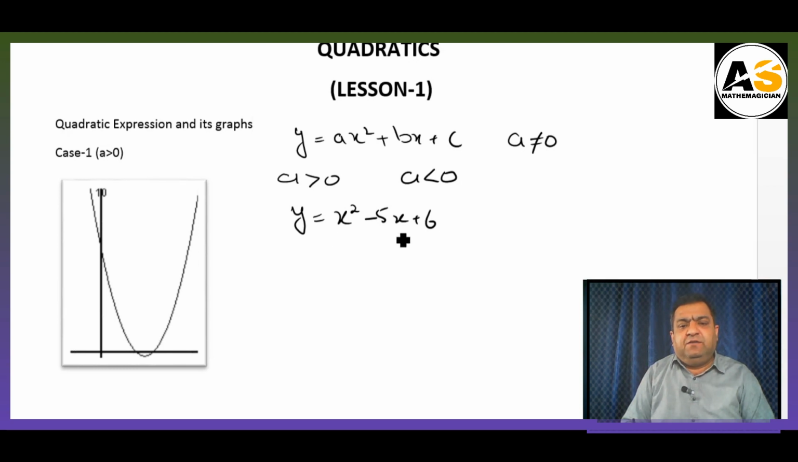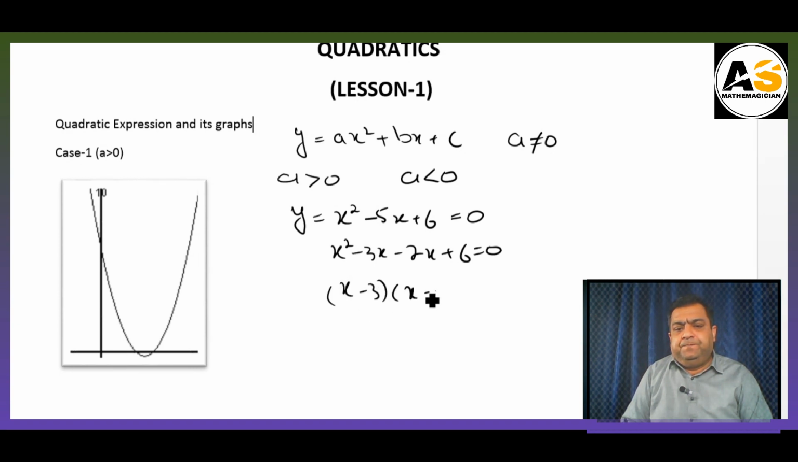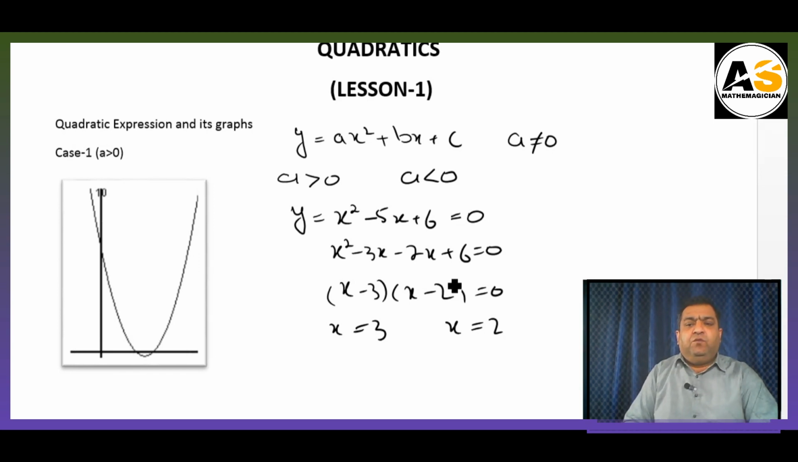So when a is positive and I want to find the roots of this quadratic polynomial, I will factorize it by putting it equal to 0. Ultimately I get two factors, and from there I get x = 3 and x = 2. These are 2 points at which the graph crosses the x-axis. See over here, this is 2 and this is 3.